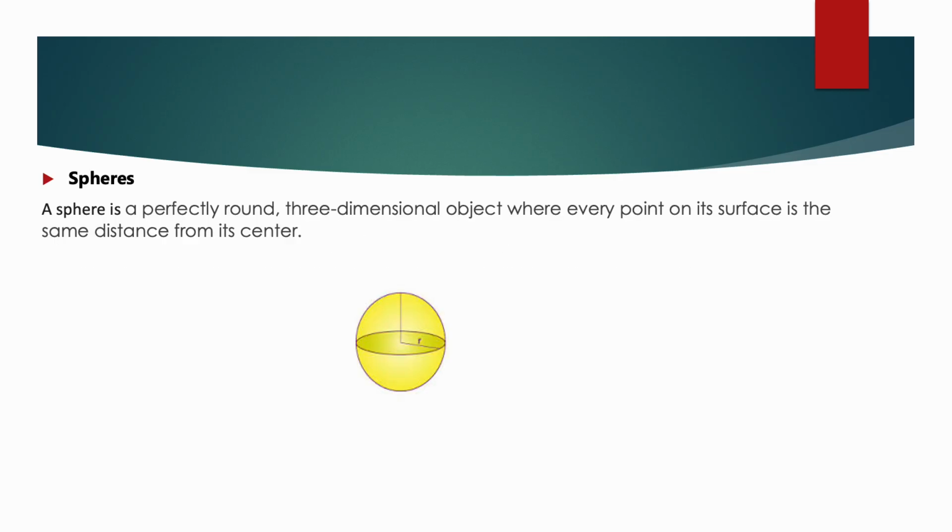Now a sphere is a perfectly round, three-dimensional object where every point on its surface is the same distance from its center. So right here is the center of the sphere, and if I were to draw a line from the top to the center, it would be the exact same distance as if I started here from the side, or if I were to start from the bottom of the sphere. So the distance between any of these lines to the center is exactly the same.